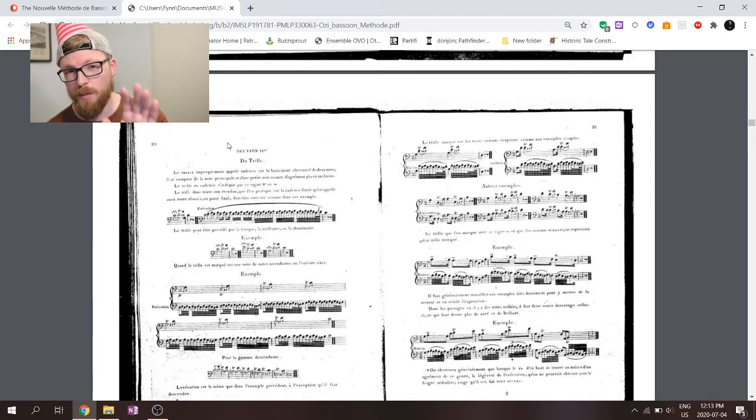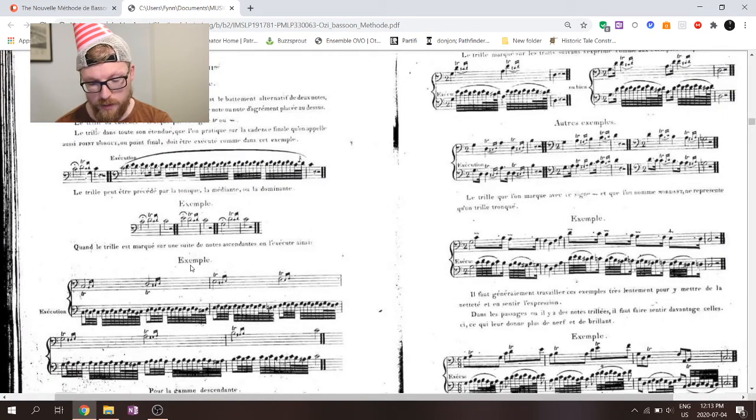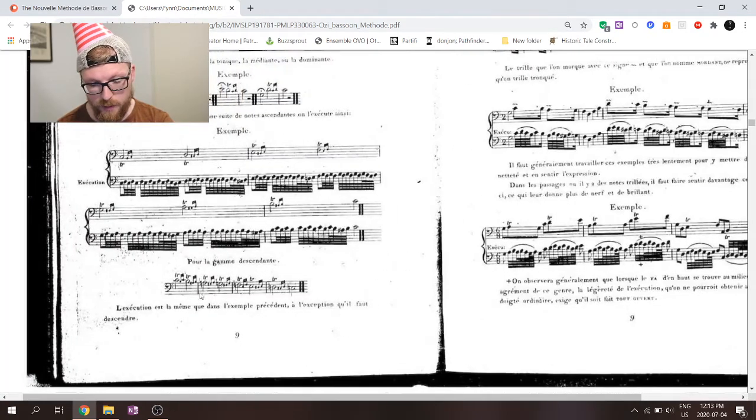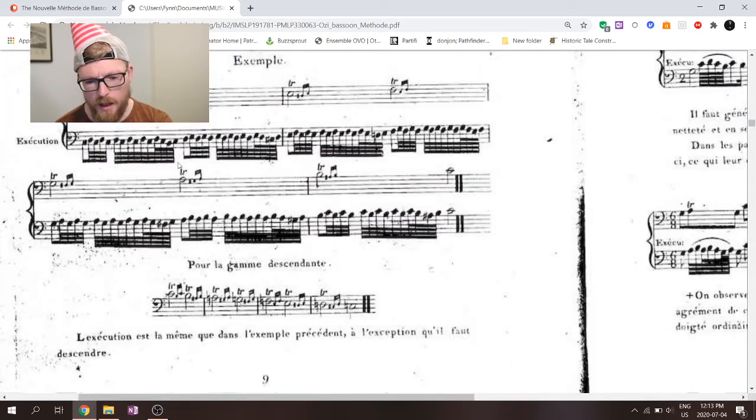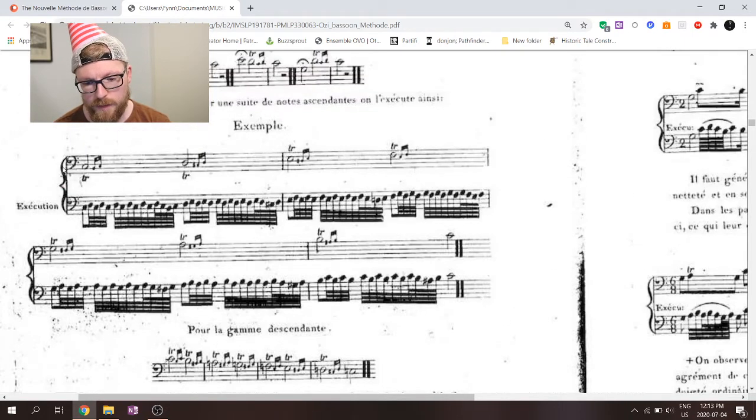Now the priority of a trill is that it's expressive, and you're going to use that direction. You're going to use your judgment or your taste to define how you execute a trill. However, there are some rules here which OZ points to. So let's go into the bottom left hand quadrant, page 20.